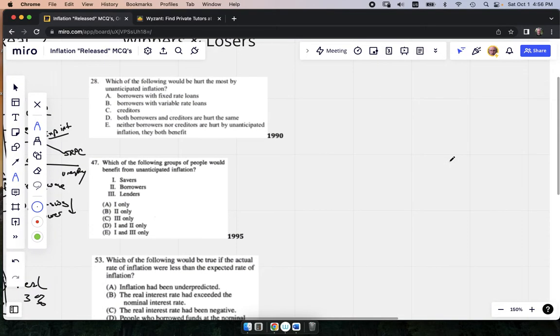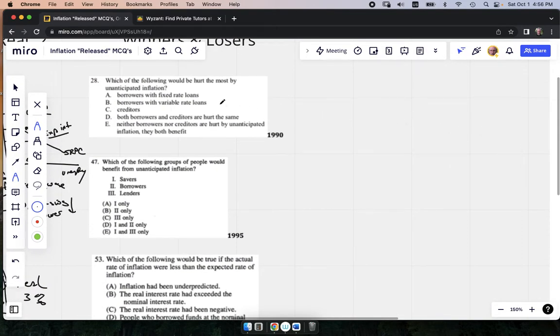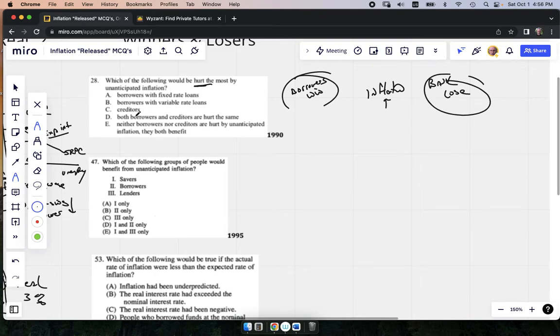All right, look at number 28. Which of the following would be hurt, who loses, with inflation? Now, the first thing I'm going to do like a child is I'm going to know that when inflation happens, I know banks, you want to say it for me? Banks lose, and I know borrowers win. So that's the first thing I'm looking for. Who would be hurt or who would lose? Banks lose, creditors lose. Can we see that?